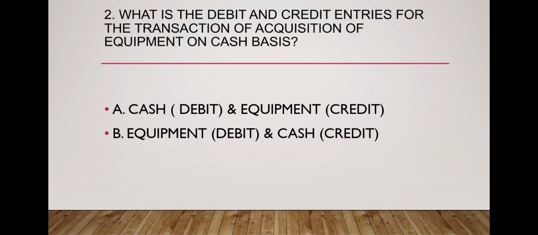Question number 2. What is the debit and credit entries for the transaction of acquisition of equipment on cash basis? A. Debit cash and credit equipment. B. Debit equipment and credit cash.